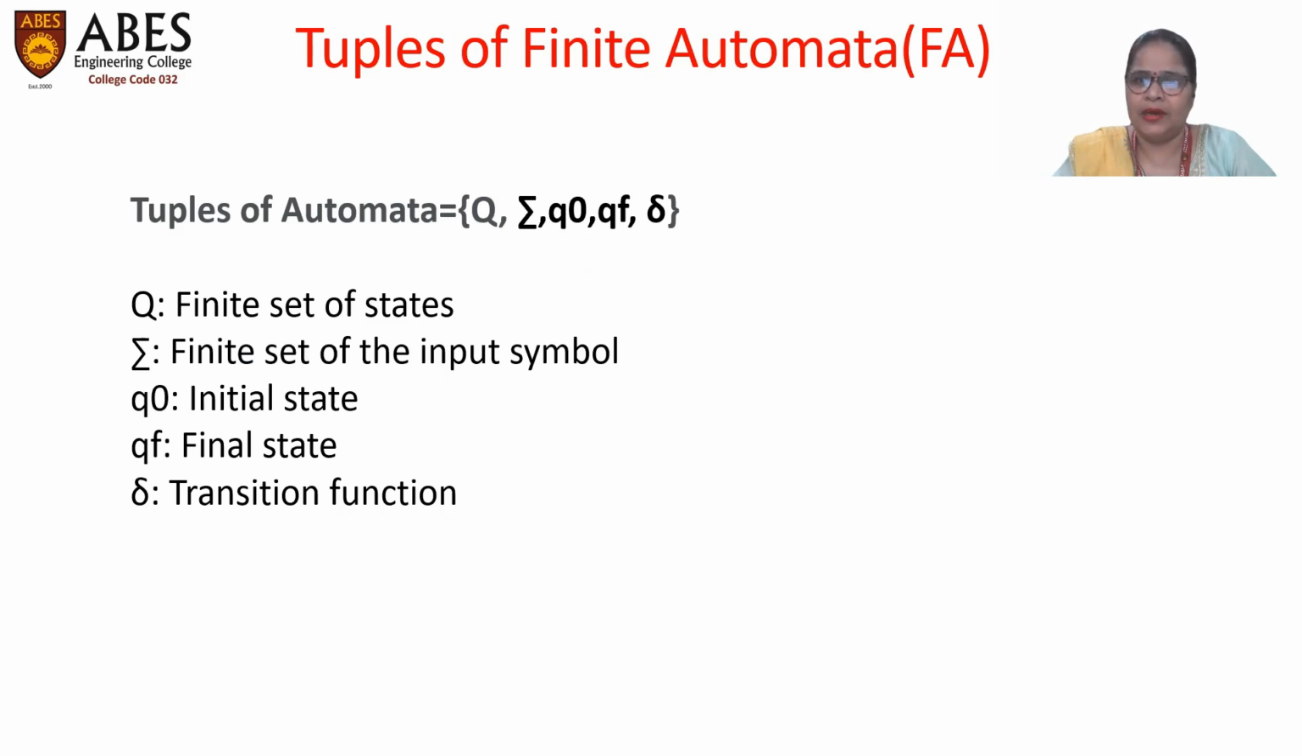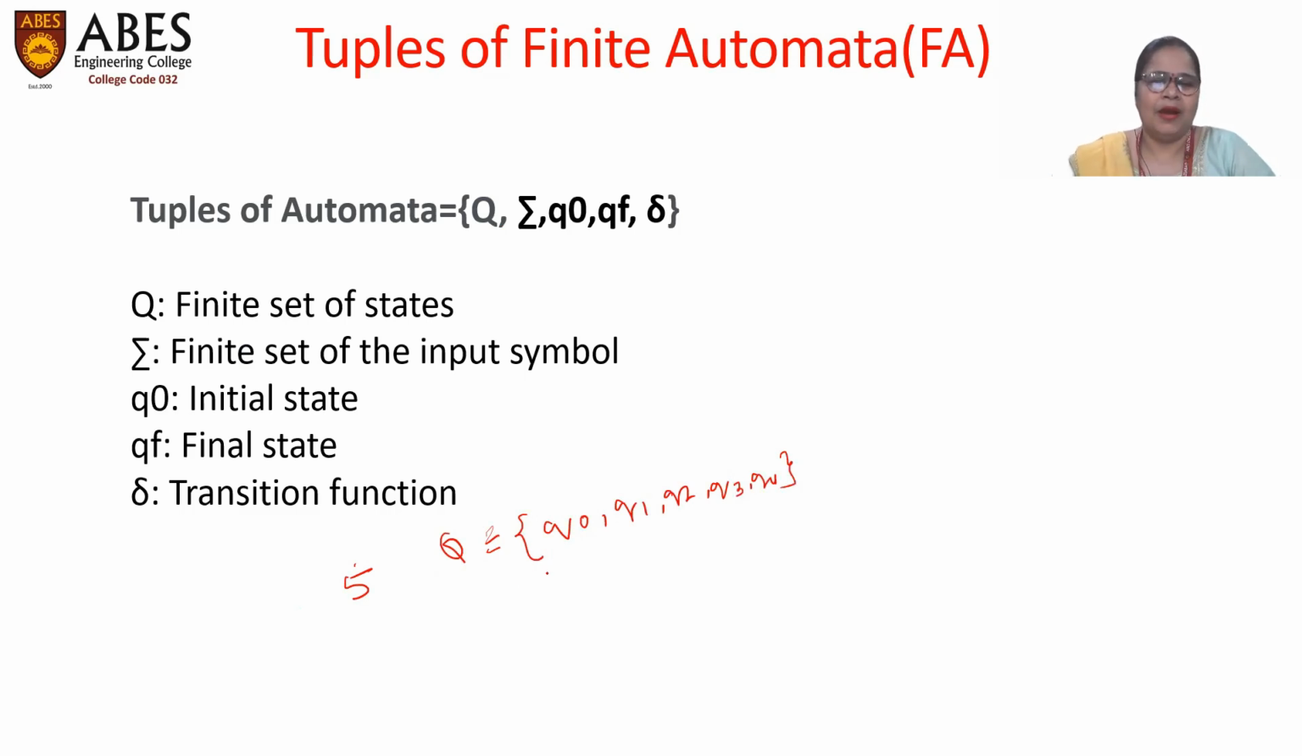What are the tuples of automata? Tuples are nothing but the elements of the automata. Every automata has 5 tuples, or you can say 5 elements. These are denoted by Q, sigma, Q0, QF, and delta. Capital Q is a set of finite states. Suppose in any example you have 5 states, so capital Q is a set of 5 states: Q0, Q1, Q2, Q3, and Q4.